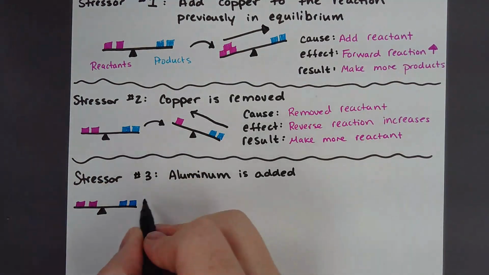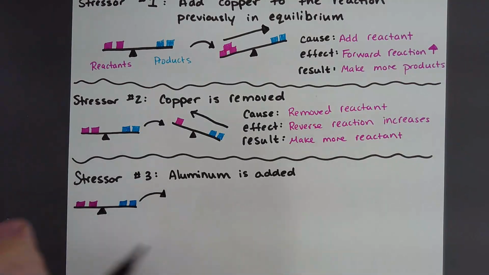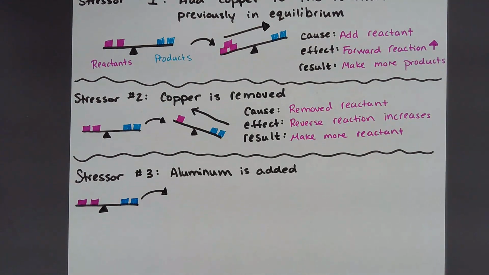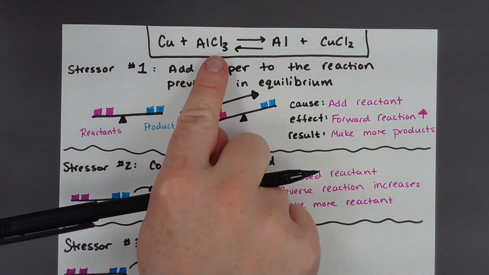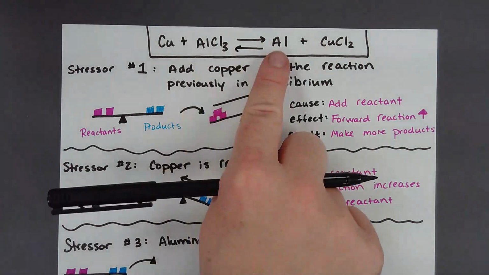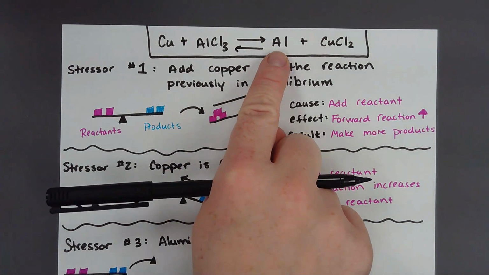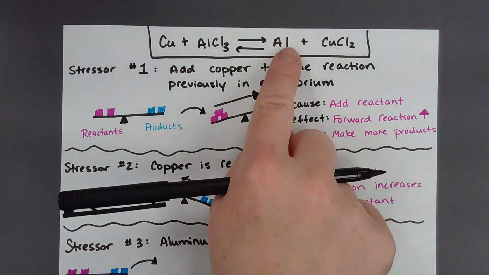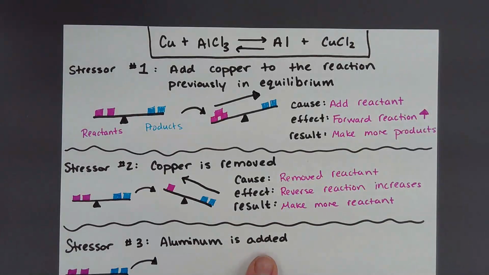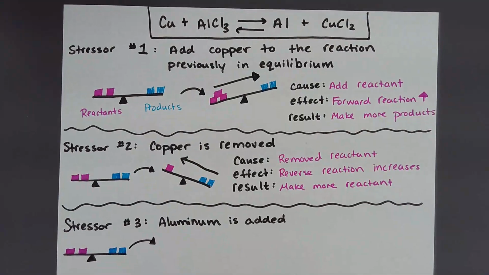All right, and I'm going to stress the teeter-totter out. Now, dealing with aluminum. So back up to my parent equation. Finding aluminum. Now, this is aluminum chloride that's different. Aluminum is just aluminum. This time, I'm dealing with the product side. So I'm going to be messing with my blue boxes. And what am I doing to aluminum? I'm adding it.